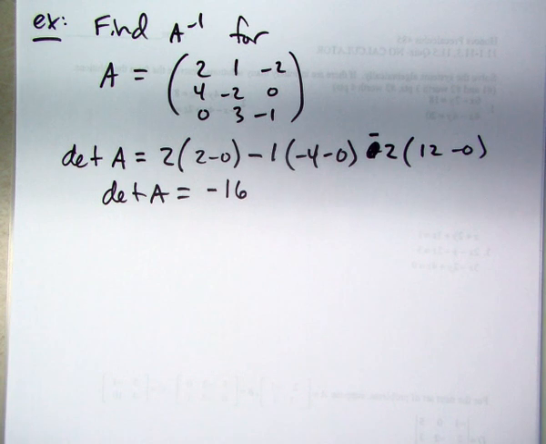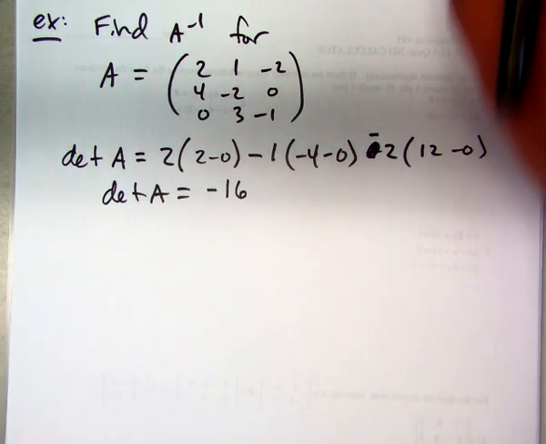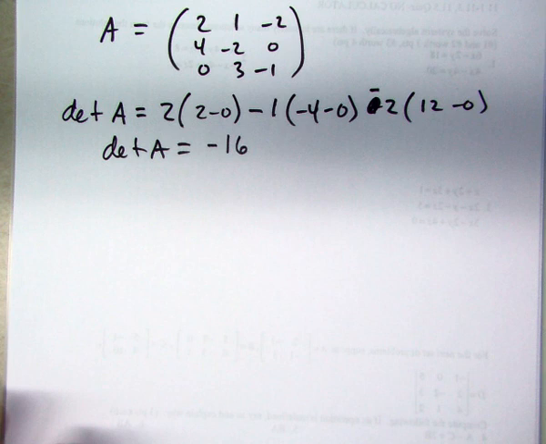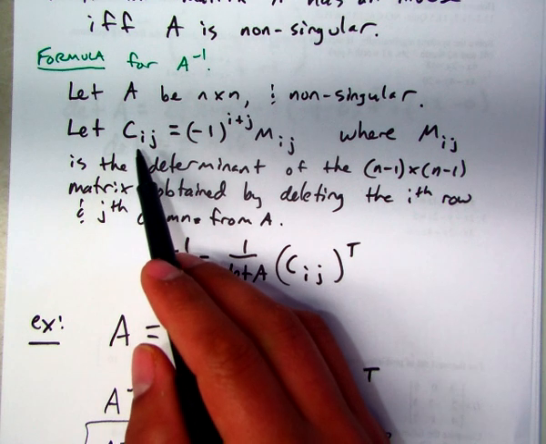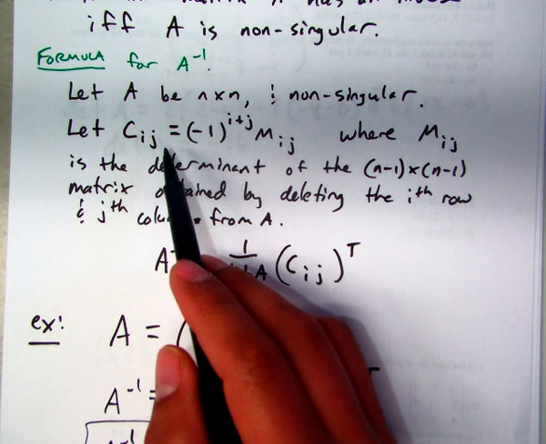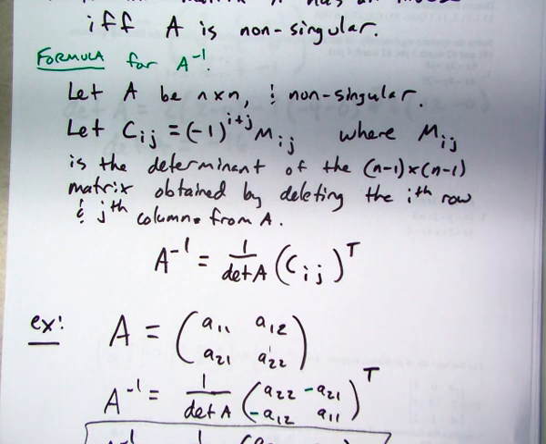And now here's the best way, I think, to organize it. We're going to go through and find all the C sub ij. So we're going to find C11, 12, 13, 21, 22. It's a 3 by 3 matrix, so we'll do it for each position. Okay?